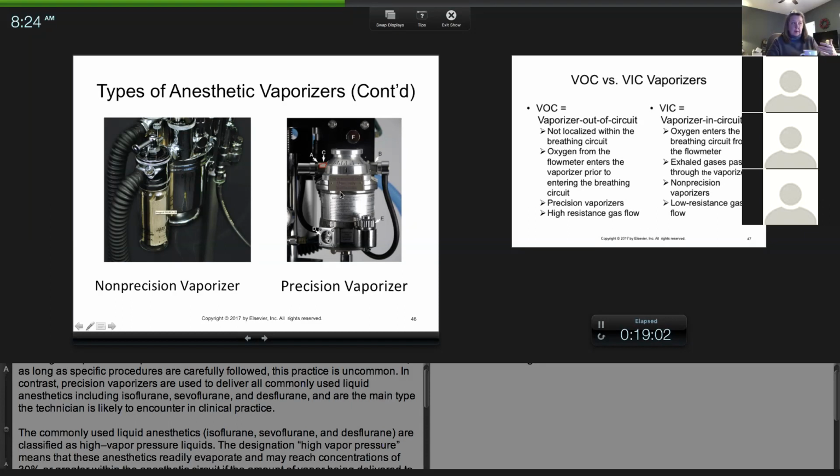And this vaporizer is out of the circuit. So when you set the vaporizer, it's going to deliver 2% no matter what they breathe. 5 times a minute, 40 times a minute, whatever.